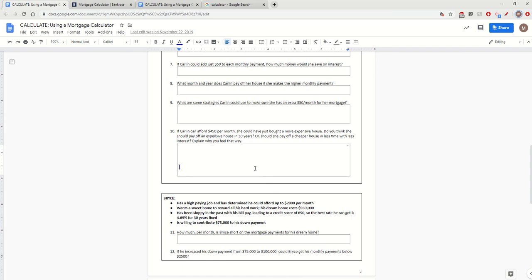So, if Carlin can afford $450 a month, she could have just bought a more expensive house, right? Do you think she should pay off an expensive house in 30 years, or should she pay off a cheaper house in less time with less interest? Explain why you feel that way.